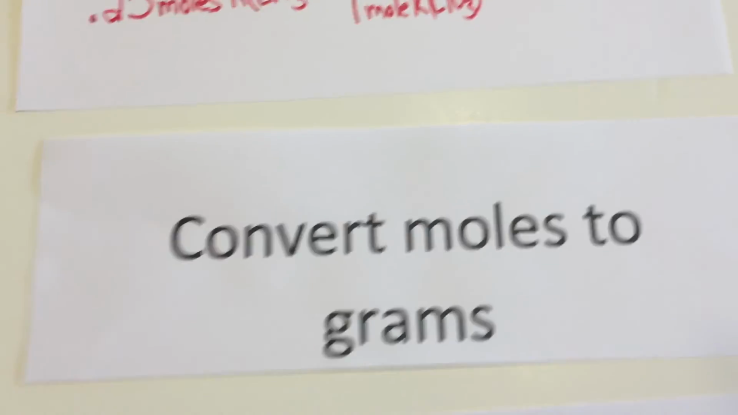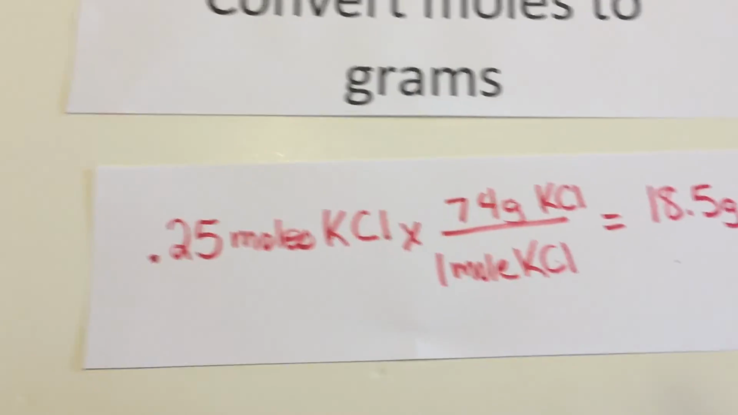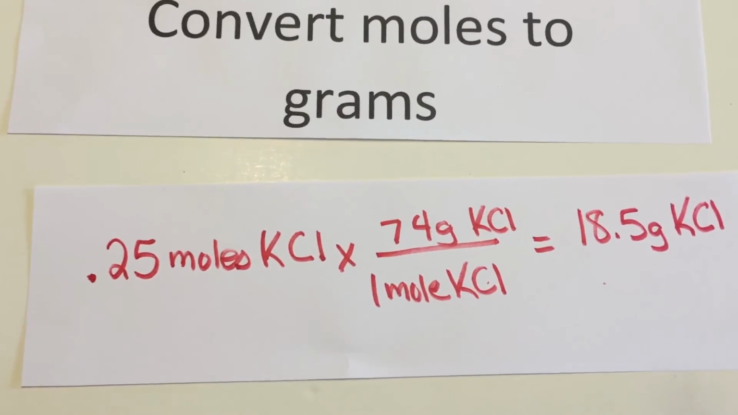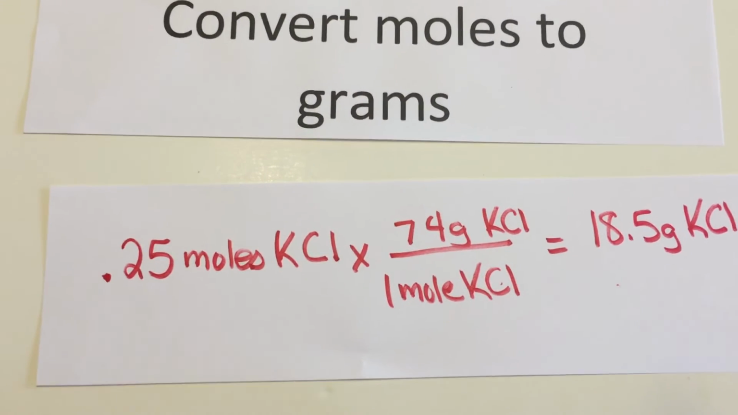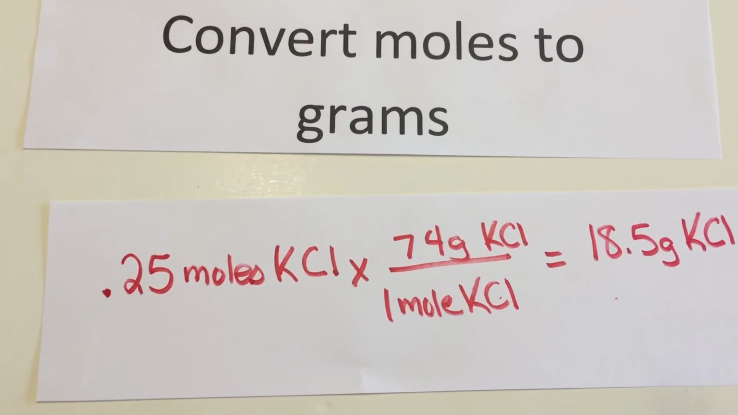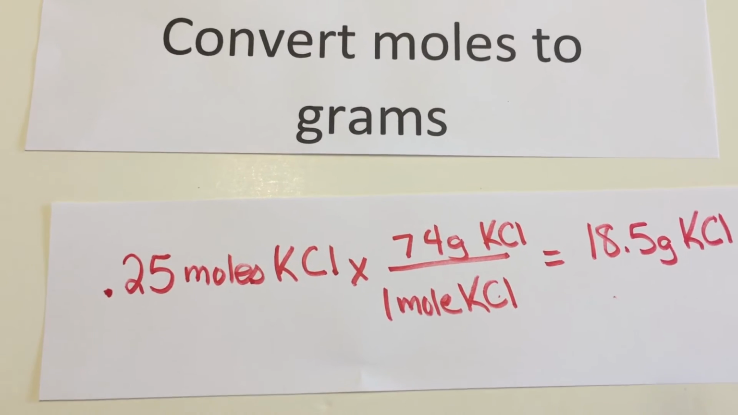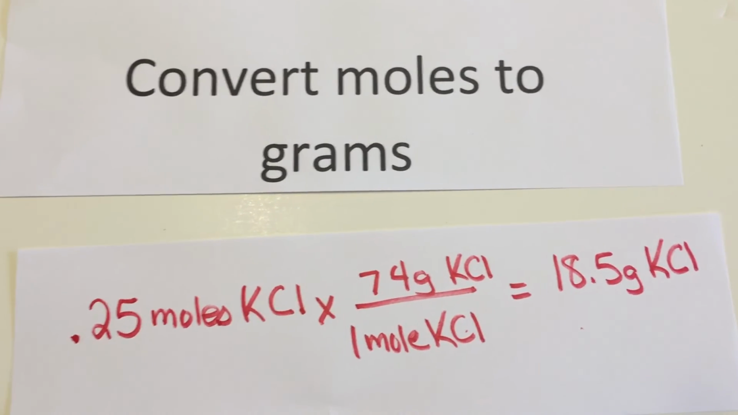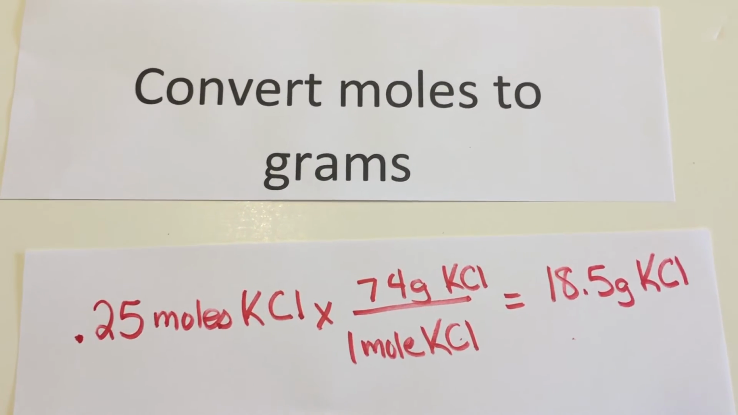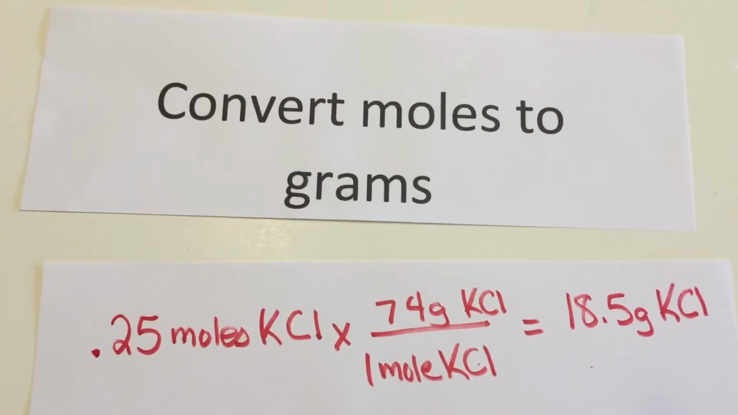Then, last step, we convert moles to grams. 0.25 moles of potassium chloride times the molar mass of potassium chloride, which is 74 grams over 1 mole, and your answer is 18.5 grams of potassium chloride.